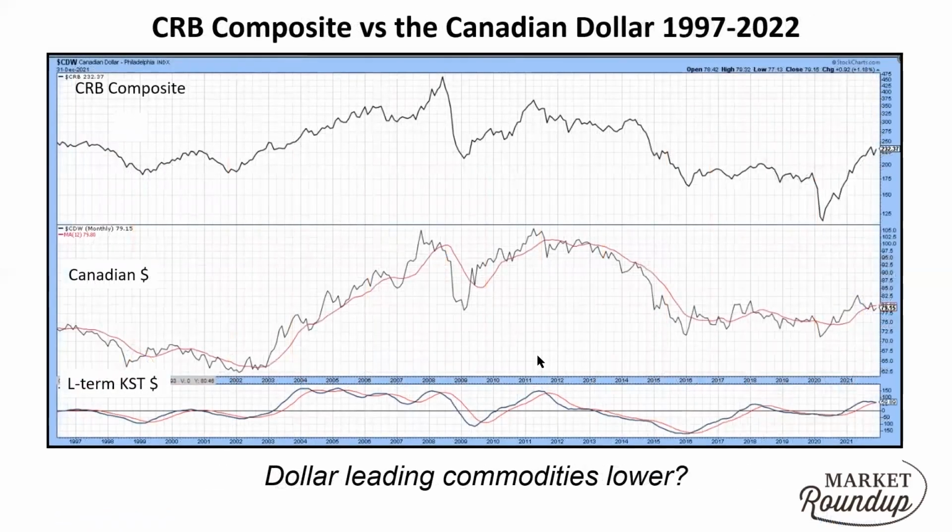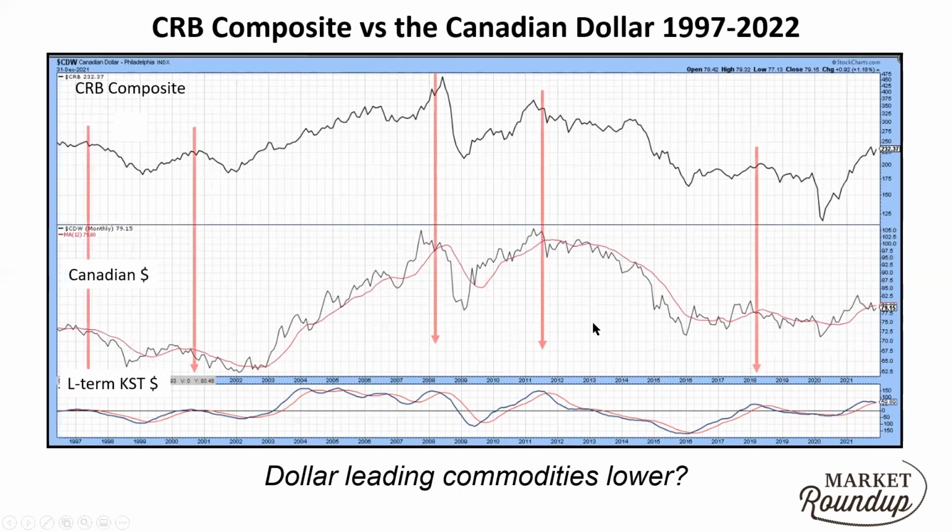So now we're looking at the Canadian dollar and the CRB composite. And you can see they move very closely together. Here's a big up wave from both series. There's a down wave. And if you look at the KST sell signals, the long-term sell signals, you can see that this is for the dollar. They also line up nicely with bear markets in commodities as well.